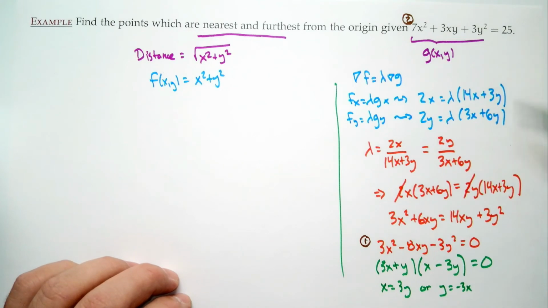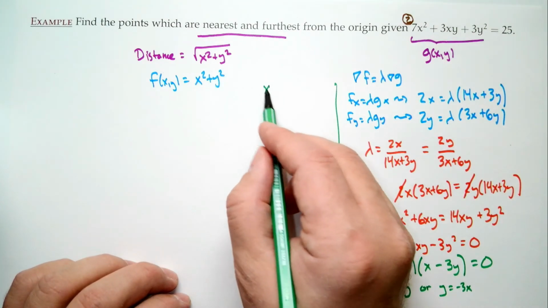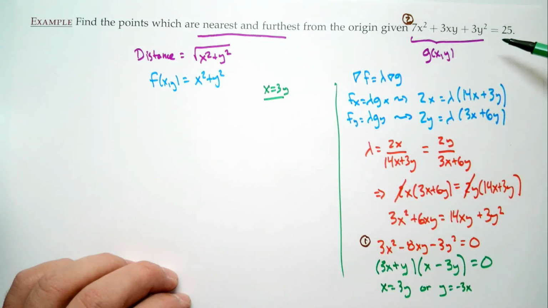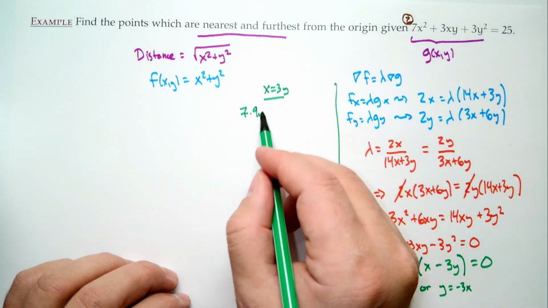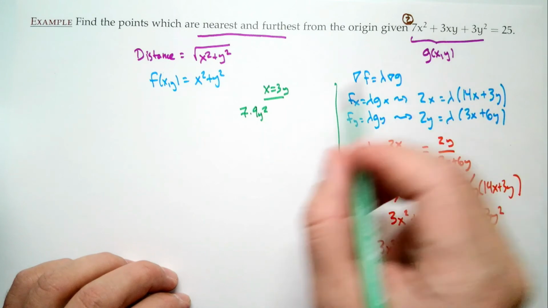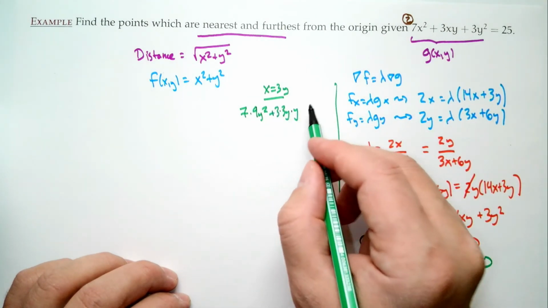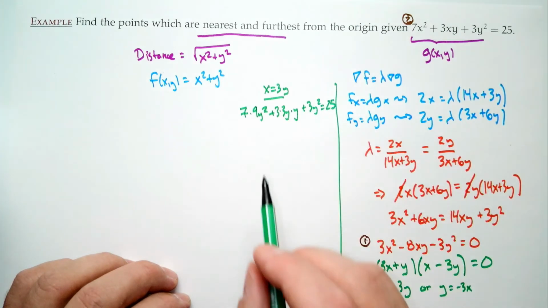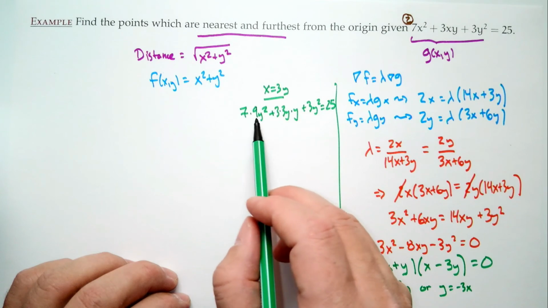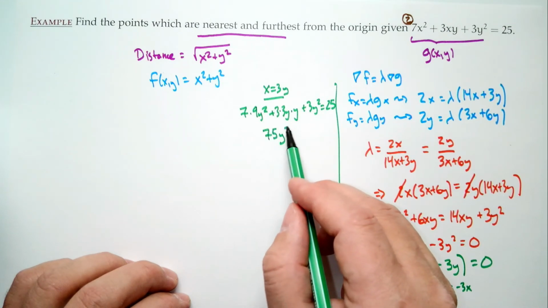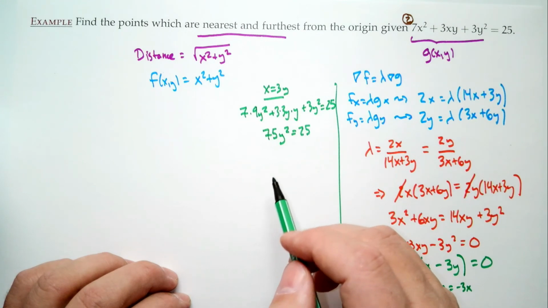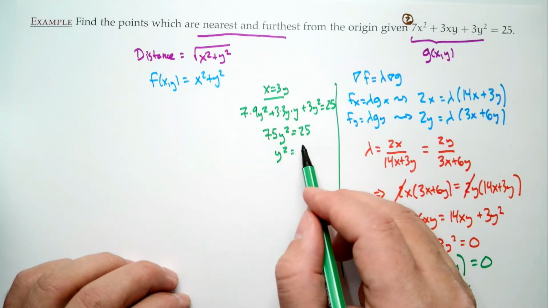Remember, we have this second equation. Which one do you want to tackle first? X equals 3y. All right. So come into your constraint. Everywhere you see an x, put 3y. So we're going to get 7 times (3y) squared, which will be 9y squared, plus 3 times 3y times y plus 3y squared equals 25. Now if you look at this, you get 63y squared plus 9y squared plus 3y squared, which is 75y squared. That has to equal 25, or y squared equals 1/3.